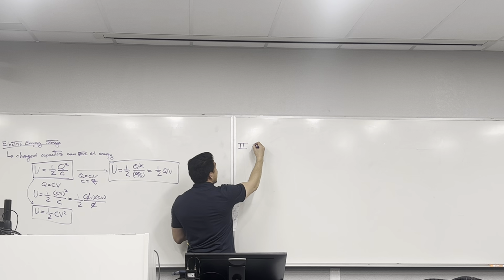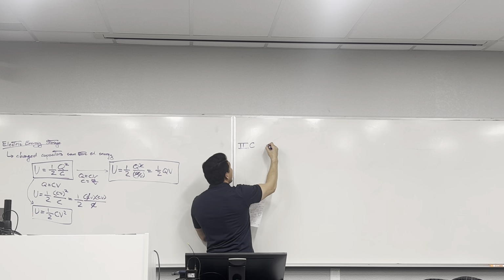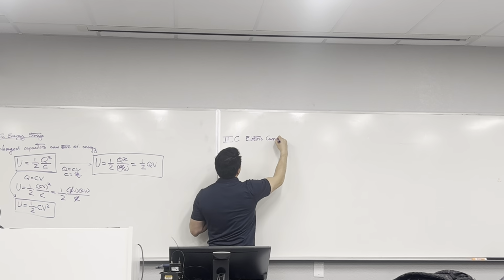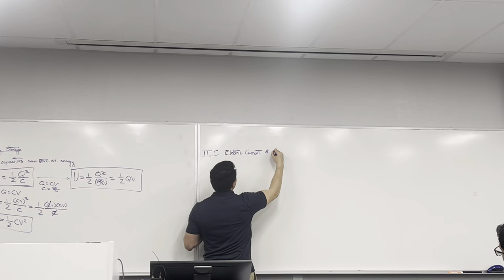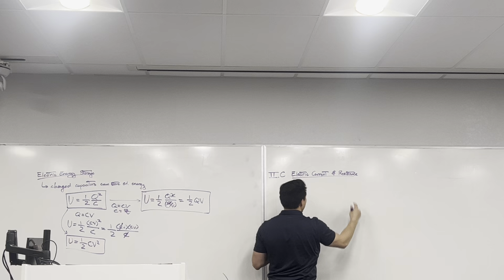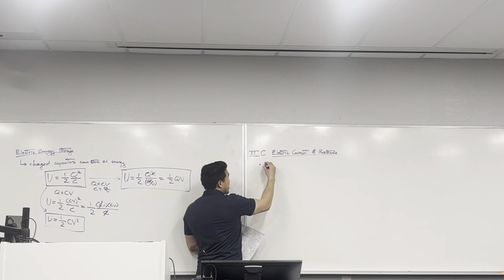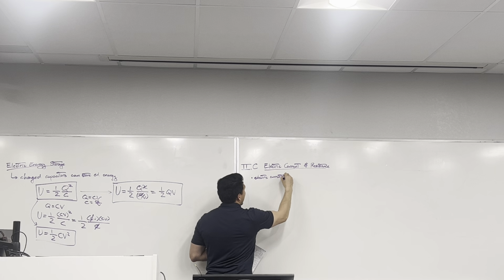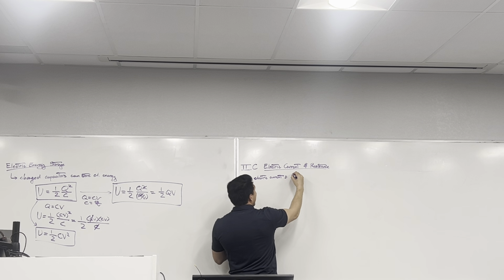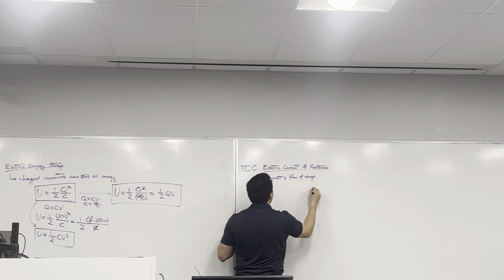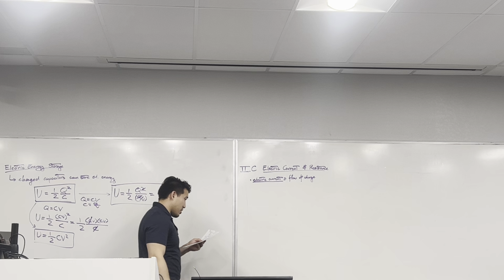Now this is section 2C. We're going to move on to electric current and what is called resistance. Electric current and resistance. Let's just remind ourselves of some basic terminology. The first one is electric current. This is defined as the flow of charge.